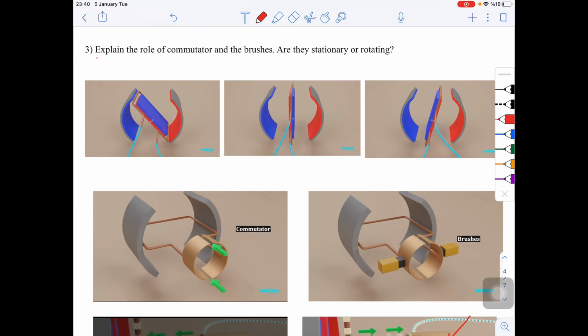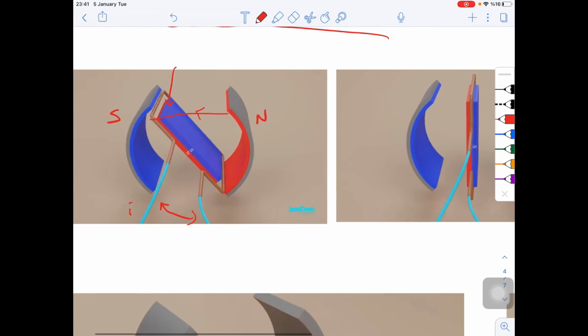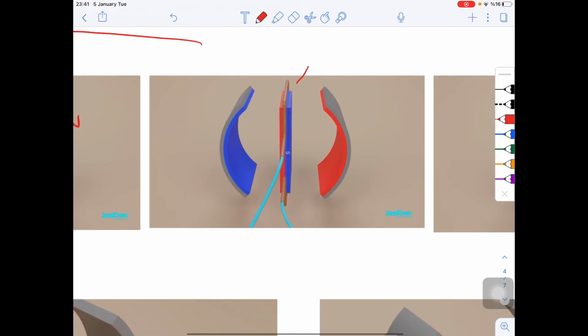In the third question, we are asked to explain the role of the commutator and the brushes. We have the stator here, North Pole and South Pole, and we have a magnetic field here. And we have the electromagnet that is caused by the winding which carries a current. If we don't switch the wires here, our electromagnet will line up and it will be stable at this point.